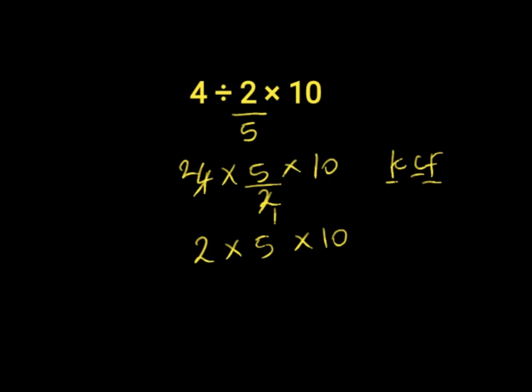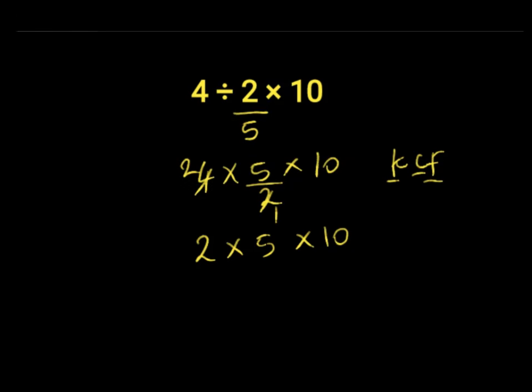Now we are going to work from our left to our right. 2 times 5 will give us 10. Then we have 10 times 10. 10 times 10 will give us 100. 100 is the right answer to this question.